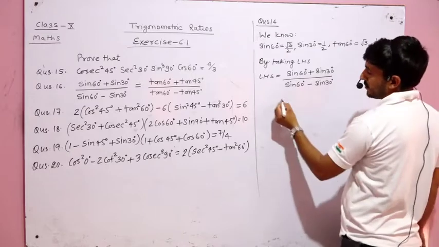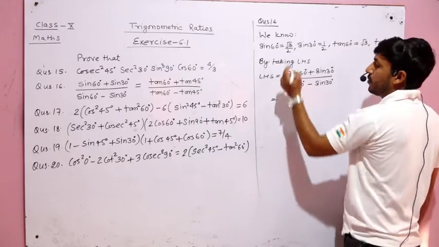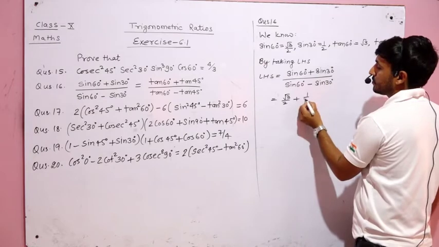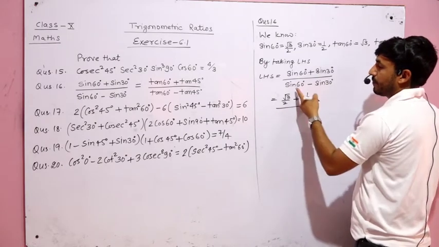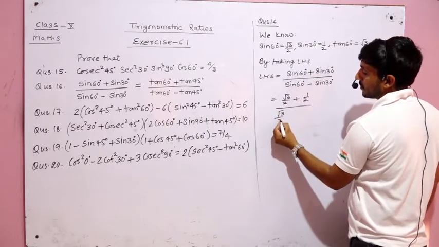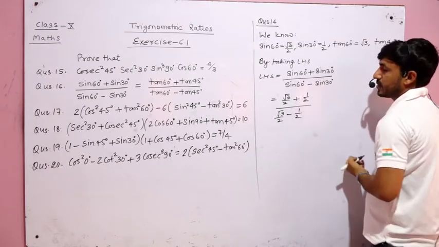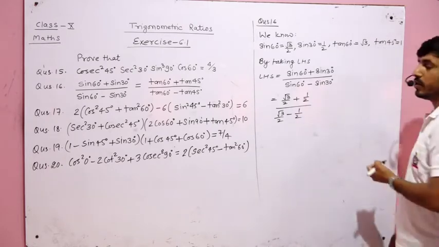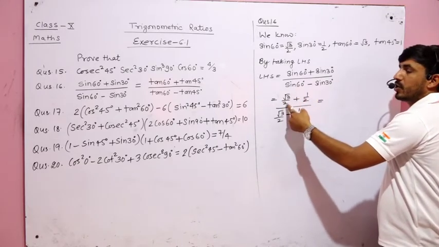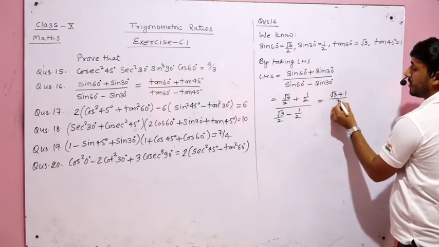Okay, first we have to substitute all the values. As we know, the value of sine 60 degree is root 3 by 2, plus the value of sine 30 degree, that is 1 by 2, upon the value of sine 60 degree, that is again root 3 by 2, minus the value of sine 30 degree, that is equal to 1 by 2. In the numerator we have 2 as LCM, that's why we will get root 3 plus 1, divided by 2.